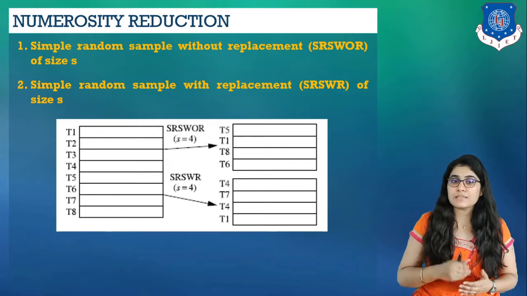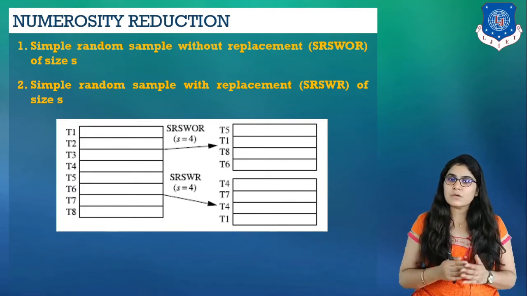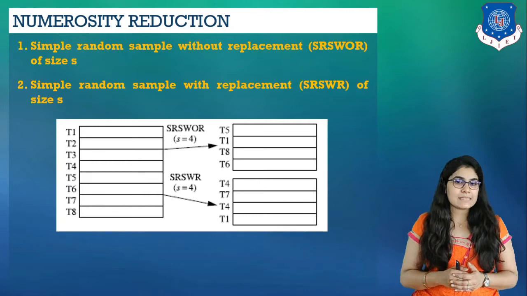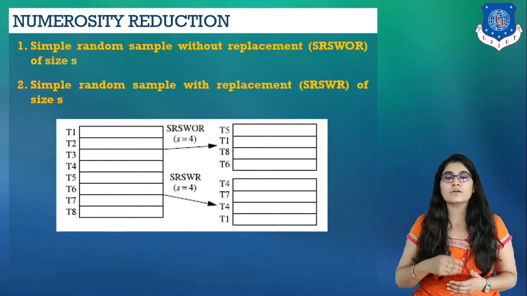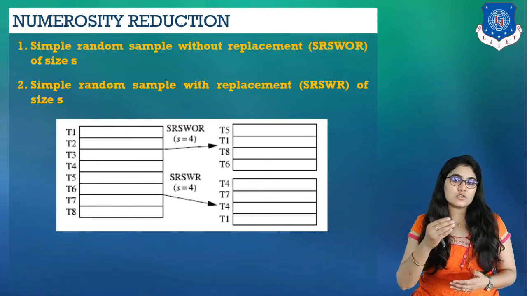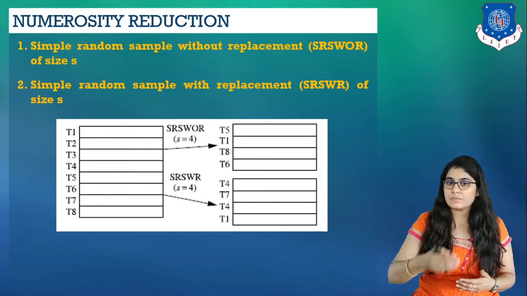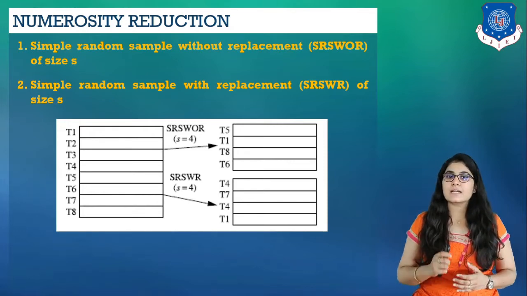Whereas the next method, which is simple random sample with replacement of size S, is also known as SRSWR. This is similar to SRSWOR except that each time a tuple is drawn from database D, it is recorded and then replaced. That is, after a tuple is drawn, it is placed back in database D so that it may be drawn again. Next is cluster sample.